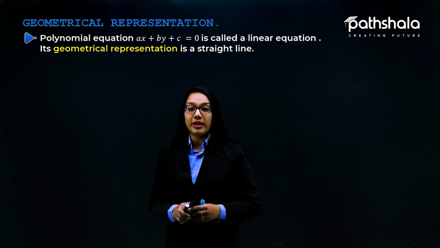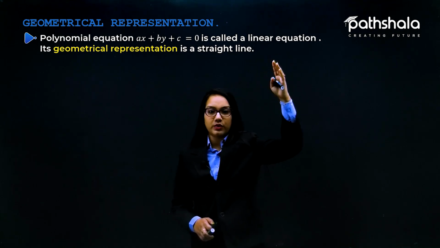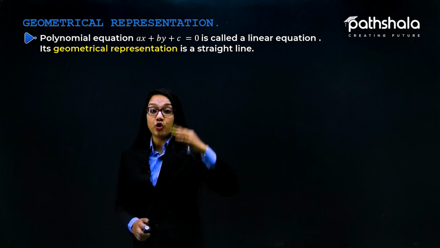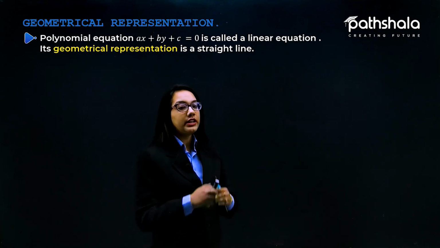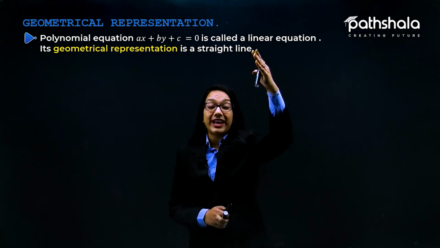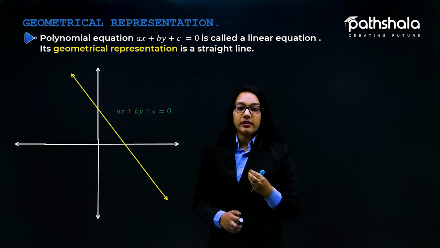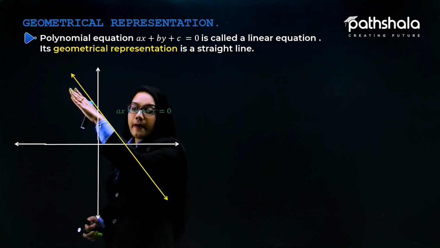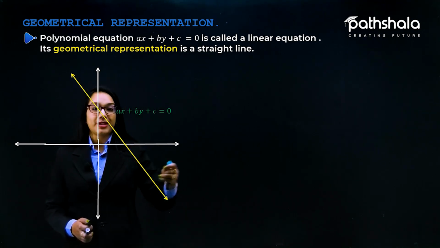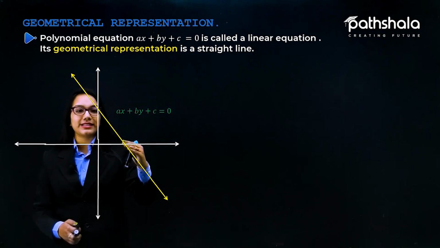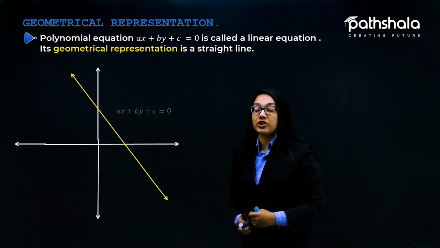First of all, the equation ax + by + c = 0 is called a linear equation in two variables. Always remember, the geometrical representation of a linear equation is always a straight line. Suppose this yellow line is the geometrical representation of ax + by + c = 0, which is nothing but a straight line.